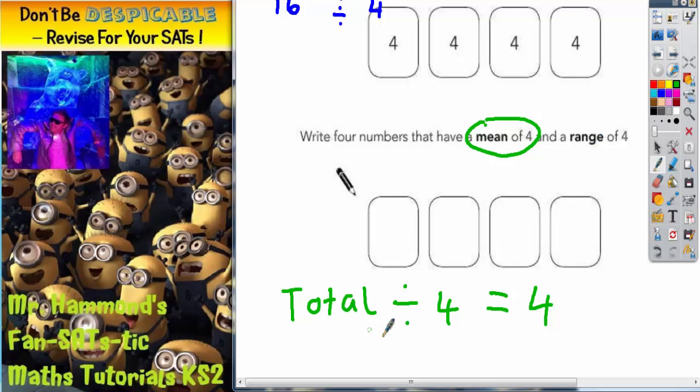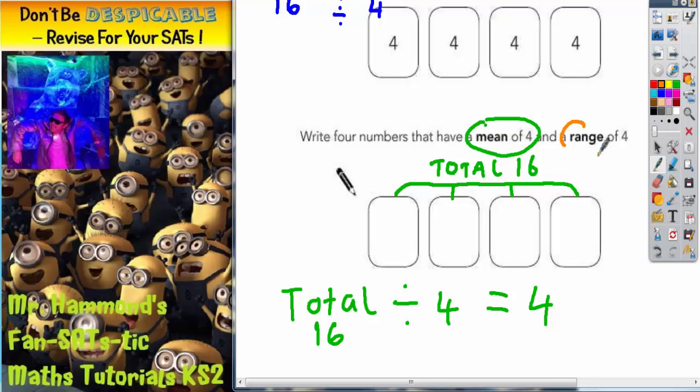So the question is, what is the total? What number divided by 4 equals 4? Well, if we work it backwards and do 4 times 4, we get 16. So the total must be 16. 16 divided by the 4 numbers that there are would give us a mean of 4. So what we need to realise is that the total of these 4 numbers must be 16, and that is worth writing down. The total has to be 16.